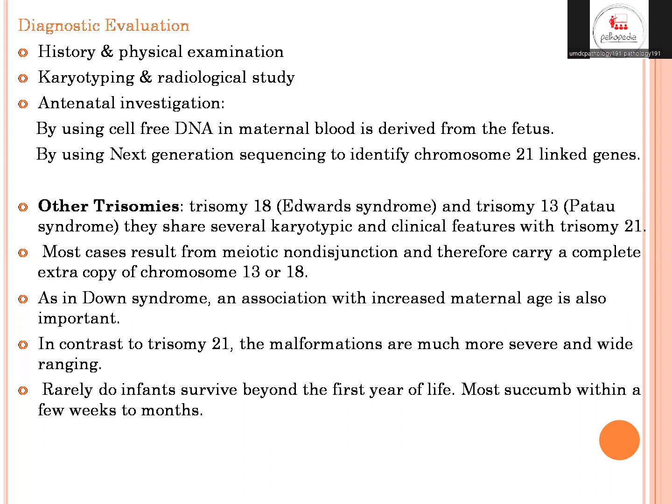Most cases result from meiotic non-disjunction and therefore carry a complete extra copy of chromosome 13 or 18. As in Down syndrome, increased maternal age is also important in these cases. In contrast to trisomy 21, the malformations are much more severe and wide-ranging. Rarely do infants survive beyond the first year of life. Most die within a few weeks to months.